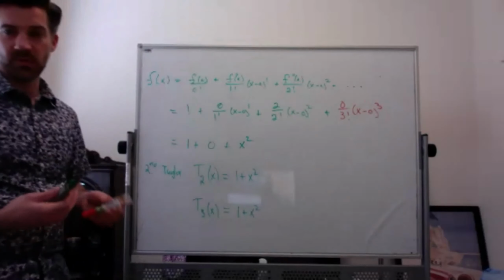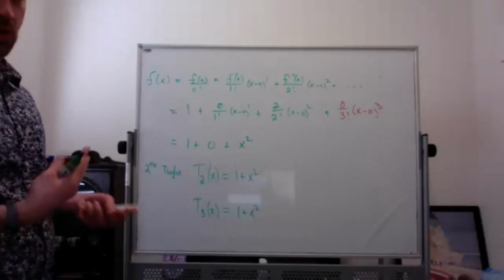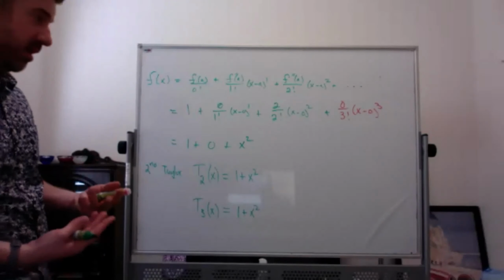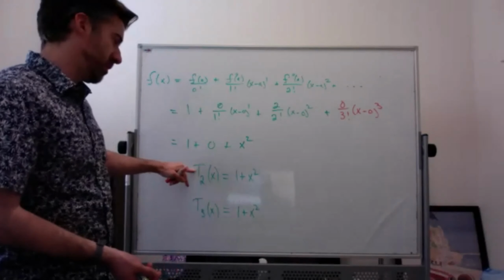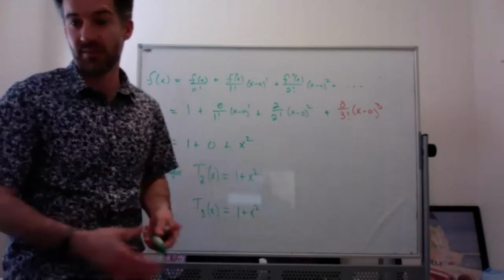And that happens when you have Taylor polynomials that only have even powers or only have odd powers. Sometimes you'll have a certain Taylor polynomial and the next one will end up being the same.